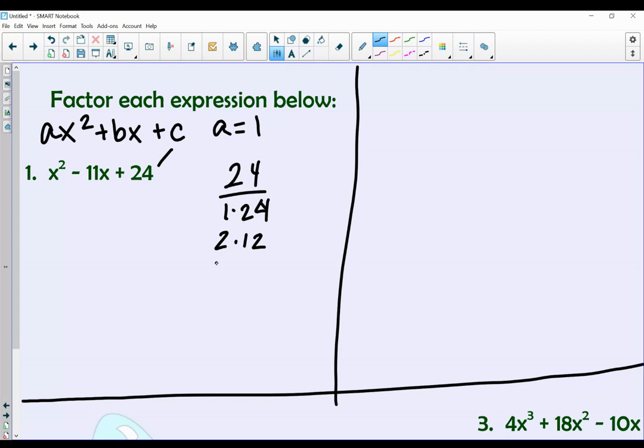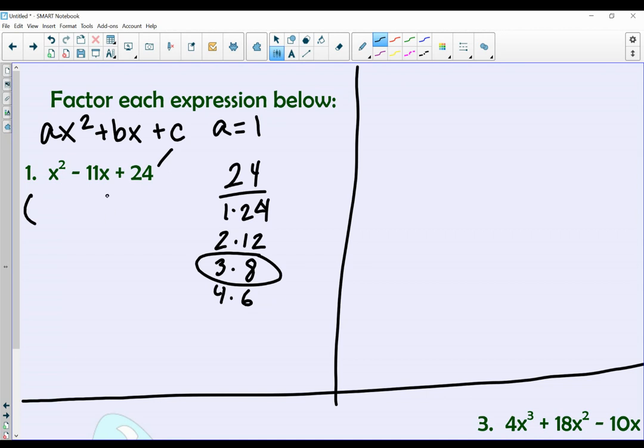2 times 12, 3 times 8, I'm sorry, 4 times 6, all right, and that's it. So then when I'm looking at these, I determine, oh, okay, 3 and 8 has to be the numbers that I use because 3 plus 8 gives me 11.